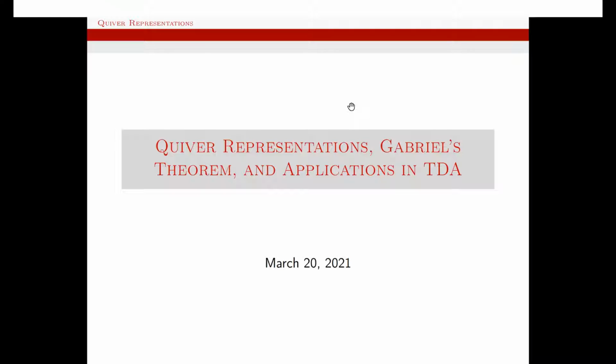a short description of Gabriel's theorem, which is an important classification theorem, and then provide a short example of how these concepts are related to persistence theory and topological data analysis.